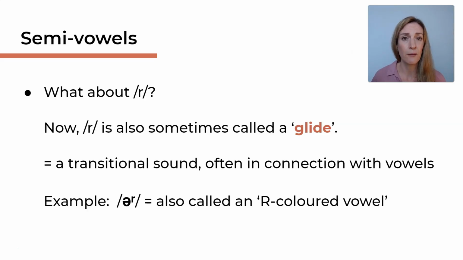So here I've given you an example of a schwa together with r. And here the r is slightly elevated. As you can see, it's not the same size as the schwa sound in my transcript. Now, this is also sometimes called an R-colored vowel. Now, this is a whole big topic on its own, and I will dedicate a separate video to it.